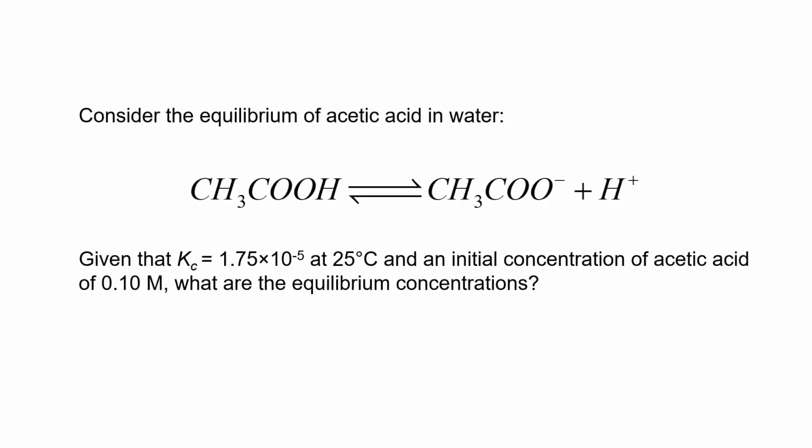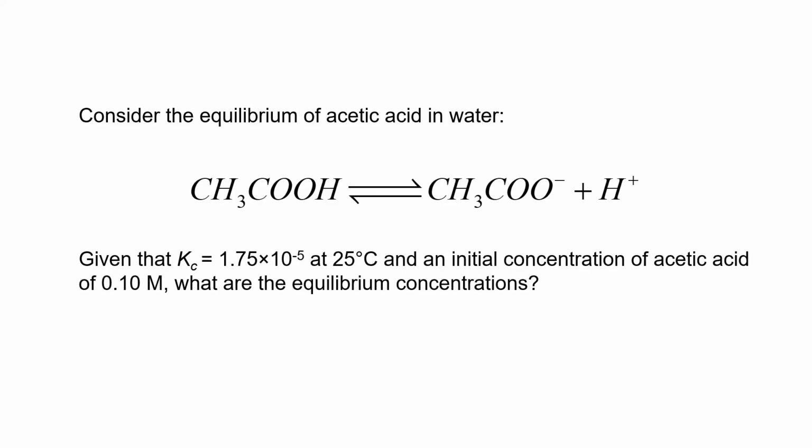For our problem, we're going to consider the equilibrium of acetic acid in water, which has the formula CH3COOH. Now this acid dissociates in water to form the acetate anion, or CH3COO-, as well as a proton, H+. Given that K sub C, our acid dissociation constant, is equal to 1.75 times 10 to the minus 5 at 25 degrees Celsius, and an initial concentration of acetic acid of 0.10 molar, what are the equilibrium concentrations for each of the species?